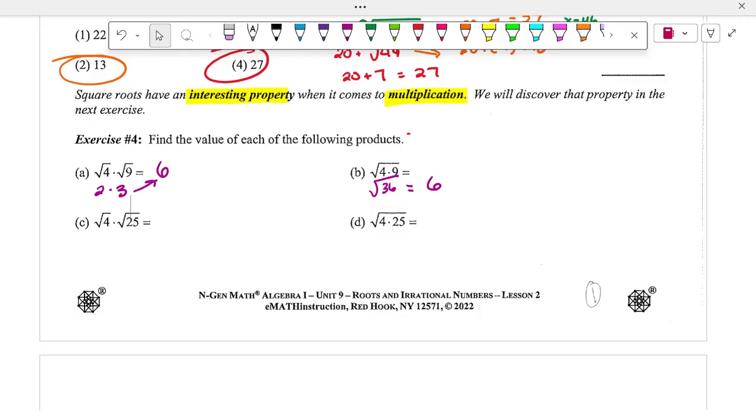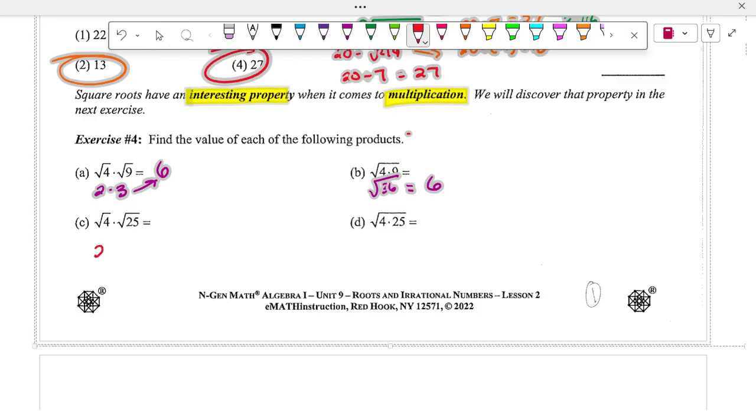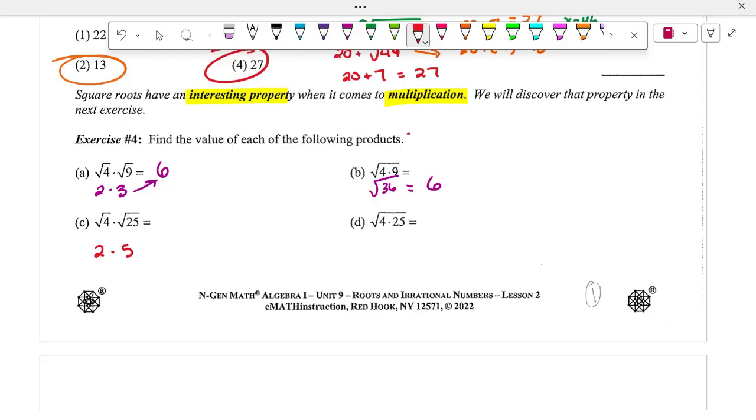So, what do you think the next one will be? What's the square root of 4? Square root of 25? 5. 2 times 5? What's 4 times 25? 100. Square root of 100?